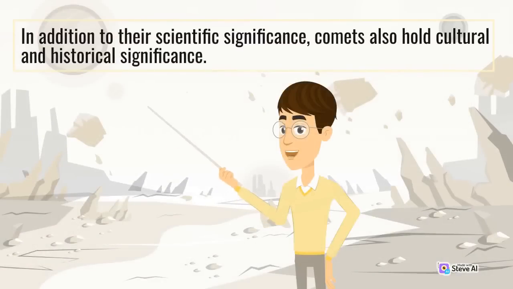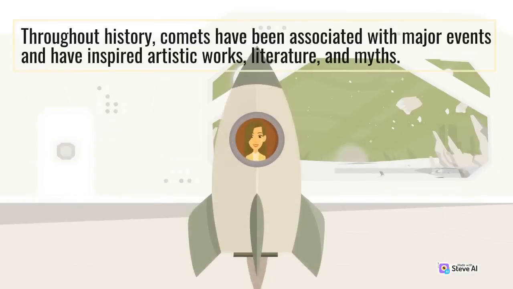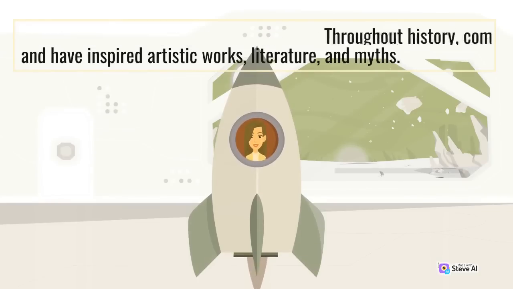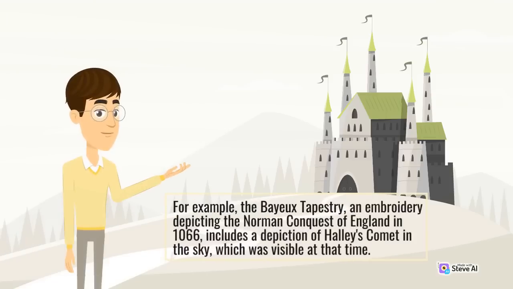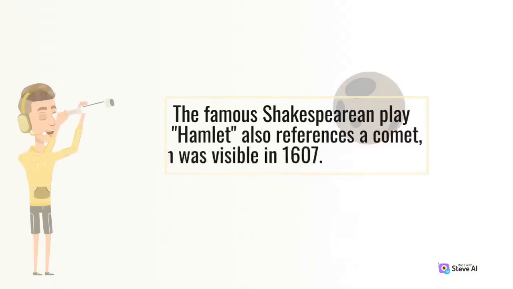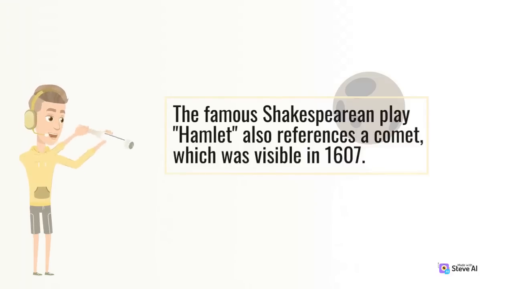In addition to their scientific significance, comets also hold cultural and historical significance. Throughout history, comets have been associated with major events and have inspired artistic works, literature, and myths. For example, the Bayeux Tapestry, an embroidery depicting the Norman conquest of England in 1066, includes a depiction of Halley's Comet in the sky, which was visible at that time. The famous Shakespearean play Hamlet also references a comet, which was visible in 1607.